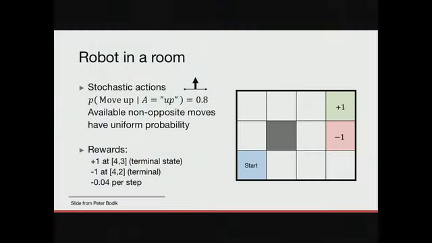The rewards in this game are +1 in the green box up there, and -1 in the box here. And these are also terminal states. I haven't told you what that is, but it's essentially a state in which the game ends. So once you get to either +1 or -1, the game is over.